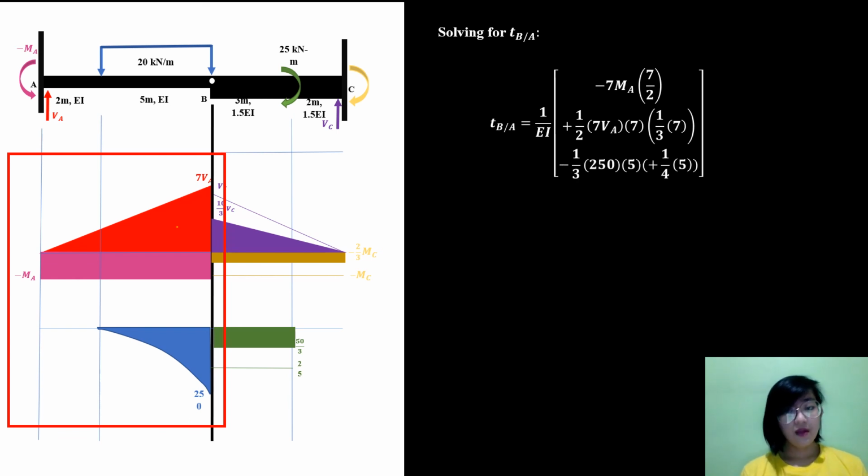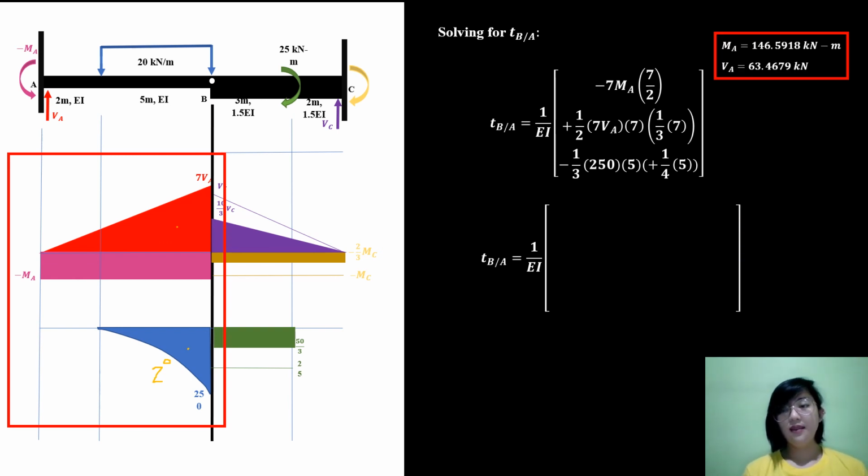Next is this one. So, we will have this is a 2-degree curve again. I'm so sorry, I forgot. This is a 2-degree curve. So, negative 1 over 3 times yung height, which is 250, times yung distance, which is 5, and yung centroid niya, yung moment arm. So, 1/4 times 5. So, simplifying this equation, we need ito, MA and VA, kasi we have VA here, and MA.